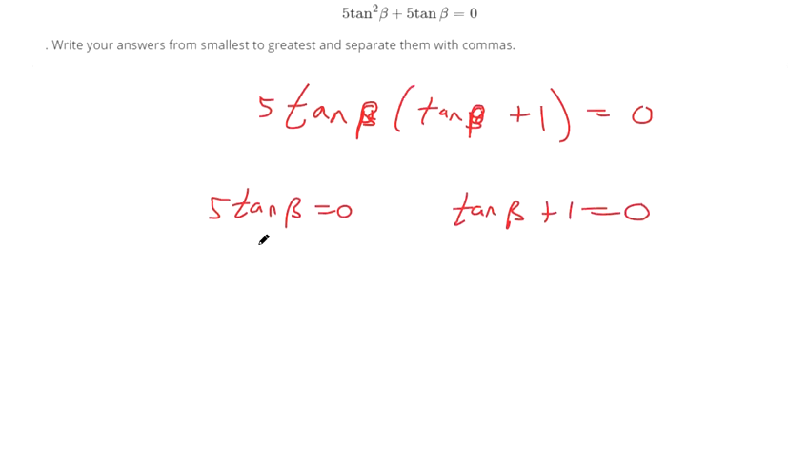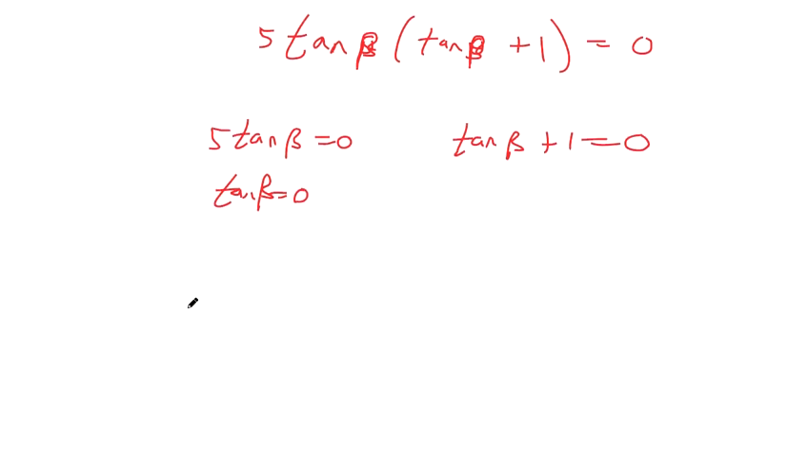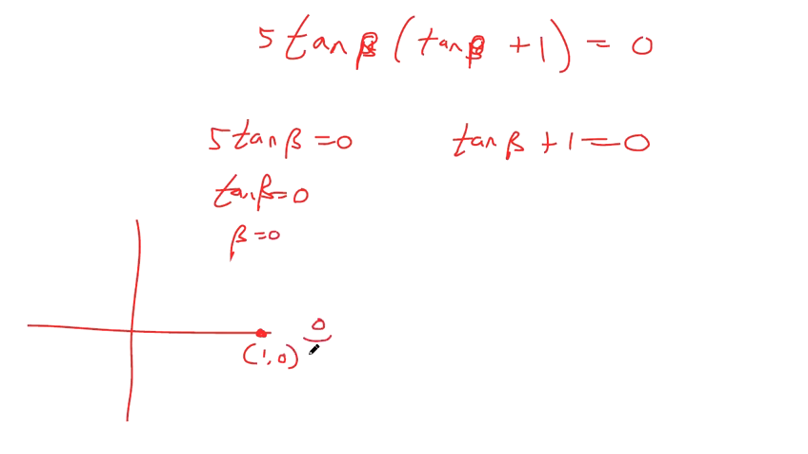So if you solve this one, you get tangent beta equals 0 after dividing 5 from both sides. So you've got to find out where tangent is 0. Remember, tangent is sine over cosine. So this is 1 comma 0. That means cosine of 0 degrees is 1, and sine of 0 degrees is 0. So sine over cosine, beta can equal 0, because the tangent of 0 degrees is 0.